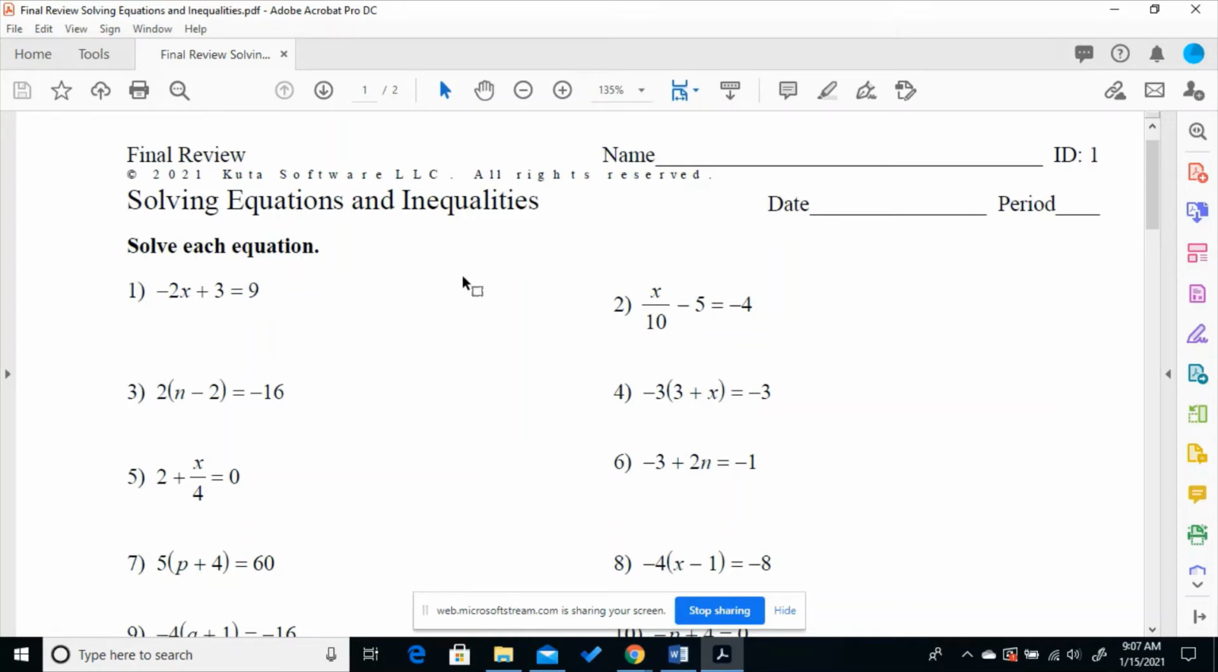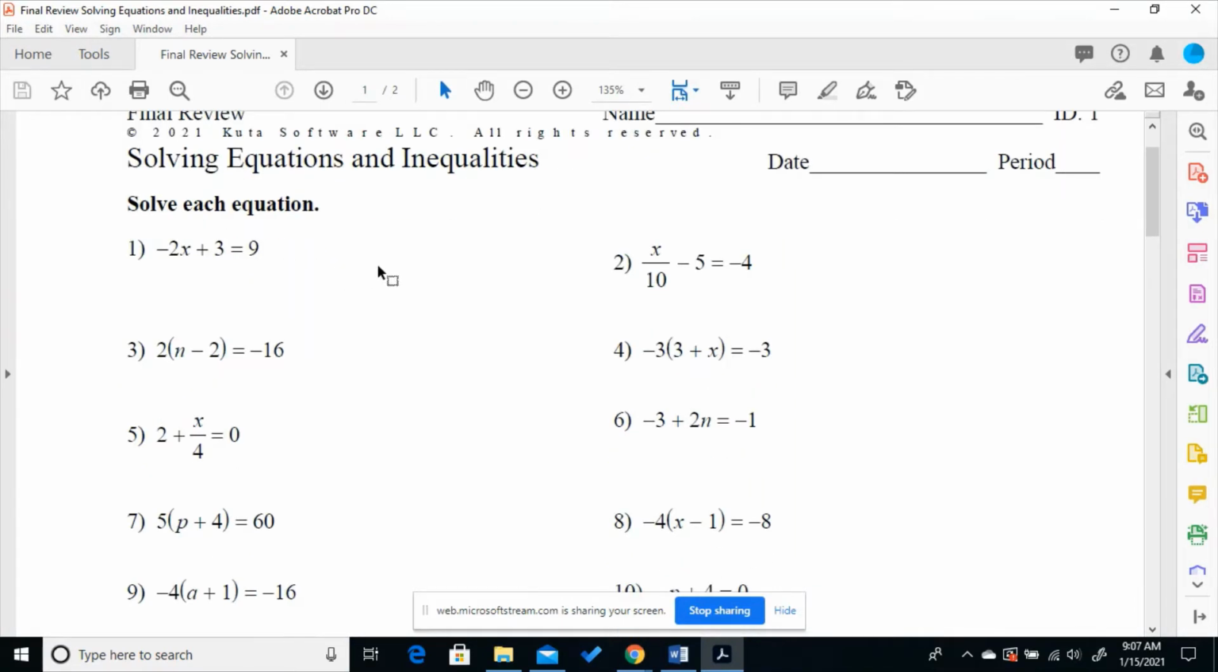We're going to be talking about our final review of solving equations and inequalities. We've been doing this for a while now. We're going to finish this up this week and move on to something else, but I wanted to make sure you understood this, so I'm giving you a little refresher. We're going to go through it decently quickly, but I'm going to do a couple of these so you can use them as a reference guide. So let's start with number 4.